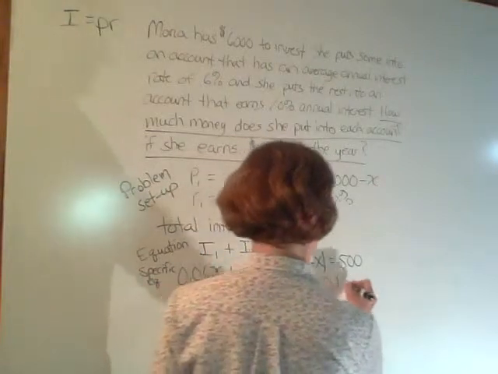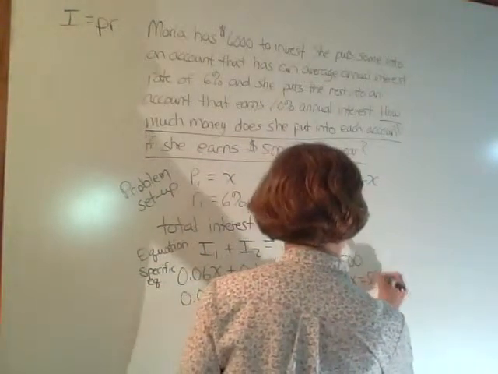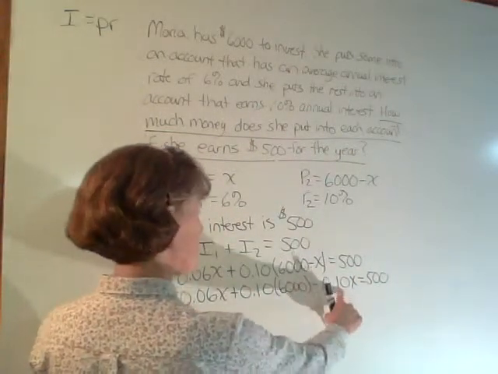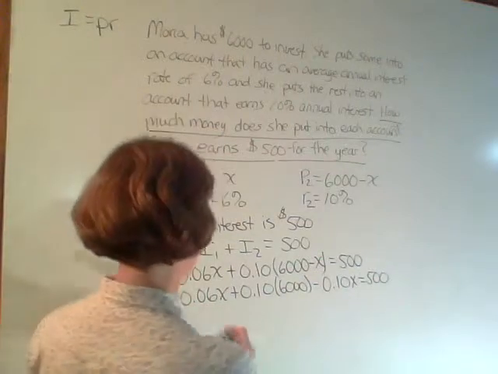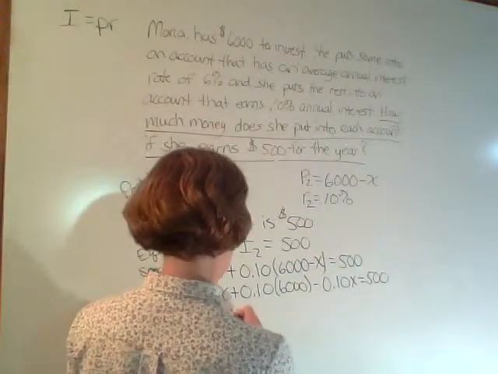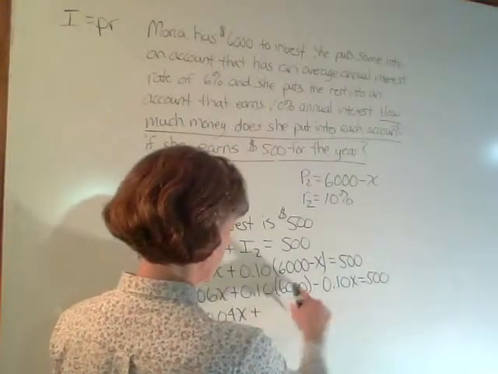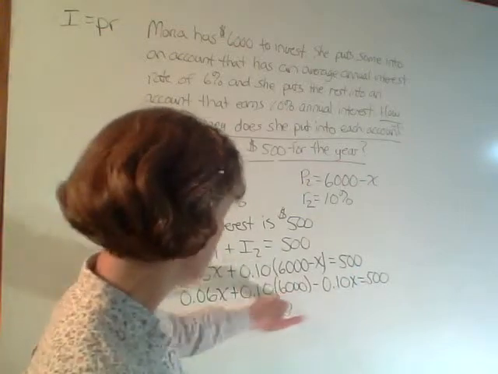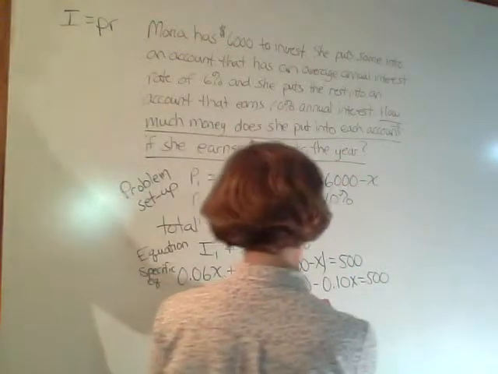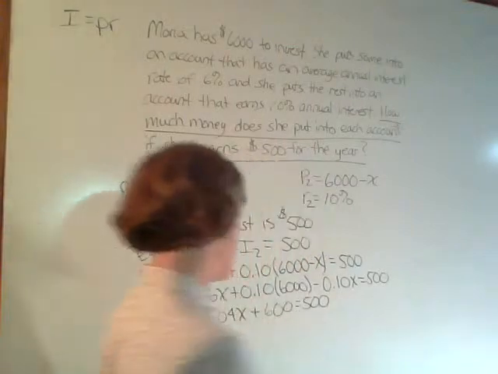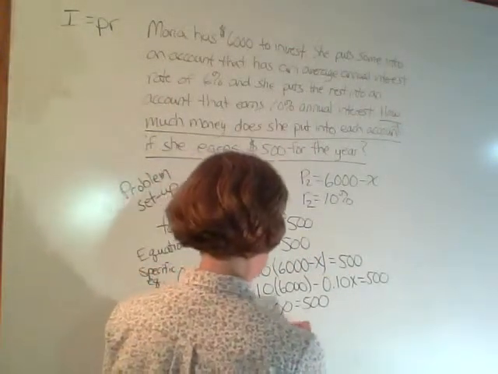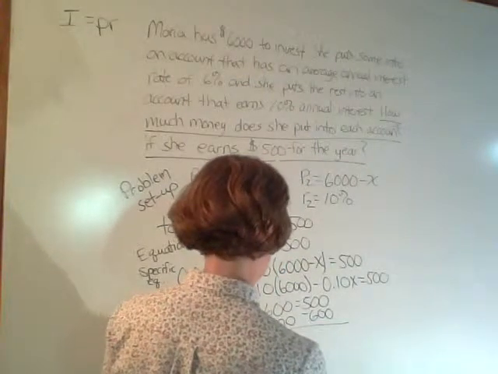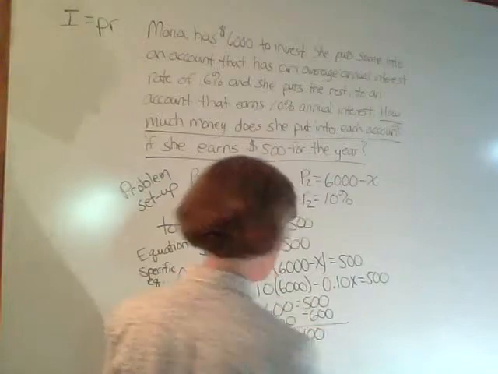okay, and we have, using my distributive property, I hit this. Now, 0.06x minus 0.1x gives me a negative 0.04x plus, and then this is going to give me 600. You just move the decimal over 1, equals 500. All right, I can subtract the 600. So I've got negative 0.04x equals negative 100.